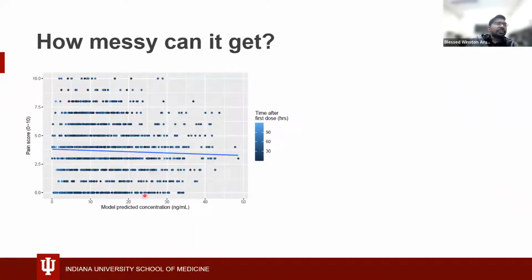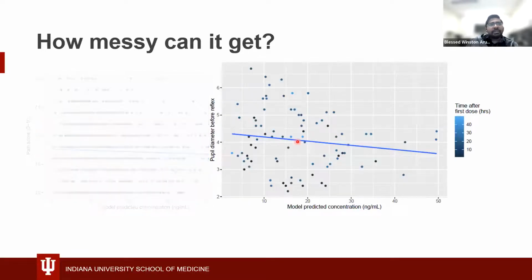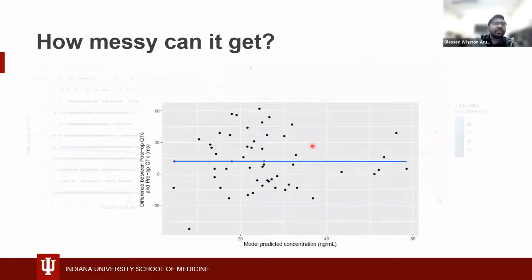The x-axis is the model predicted concentration at that time point, because we had more time points at which we had pain scores and we did not have concentrations measured. So this is model predicted concentration versus pain score. If you look at the concentration versus pain score, you really don't see anything there. And if you look at pupil diameter versus pain score, once again, not a great relationship. And the difference between post-op QTc and pre-op QTc, once again, not a great relationship.